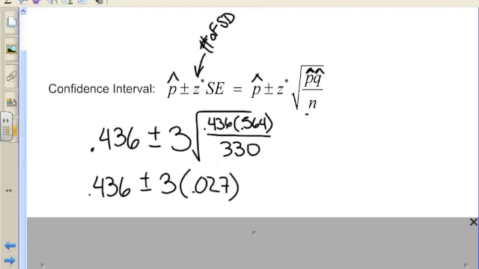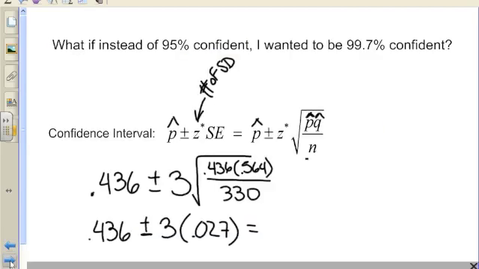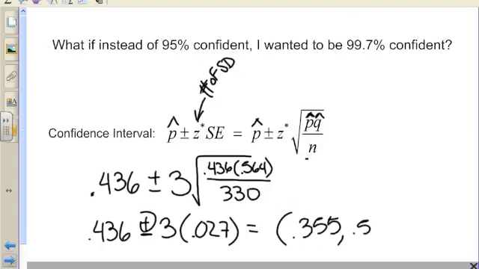If you do the subtract, you're going to get the 0.355. So we're going to end up with an interval. I like to write my intervals this way. And if you add, you're going to go up, and you should end at the 0.517. Now I did round a little bit, so if it doesn't come up perfect, my apologies. All right, so that's the idea of using this formula.